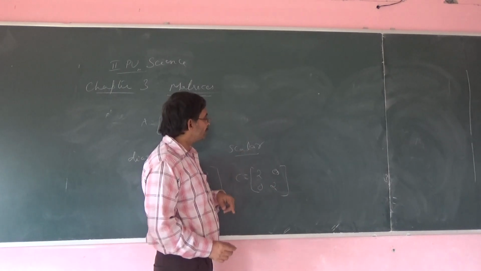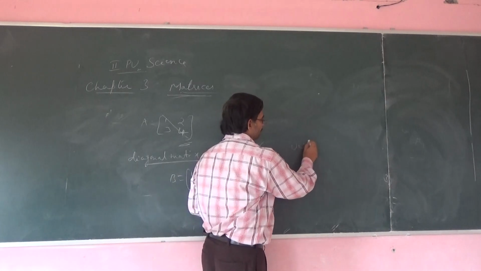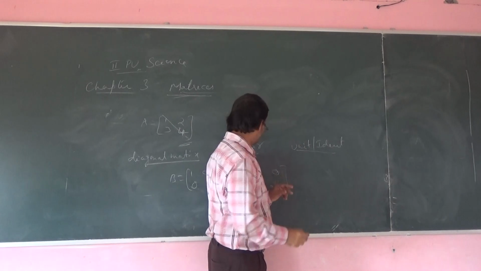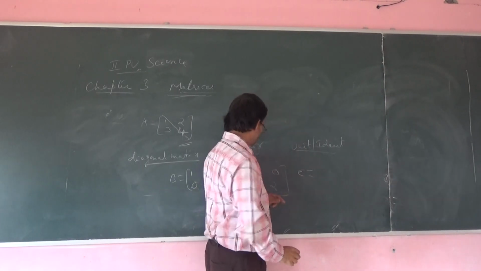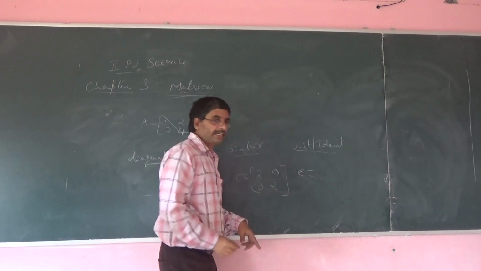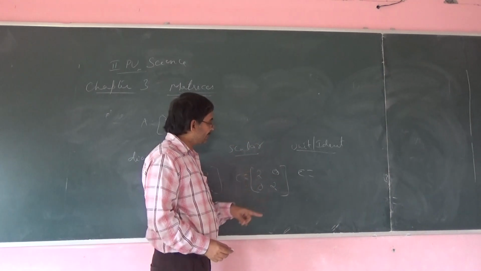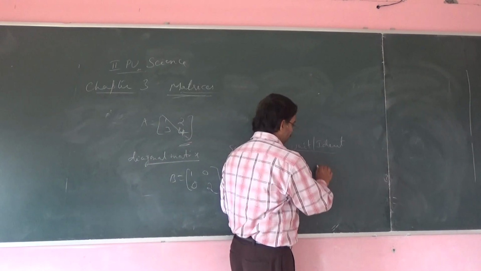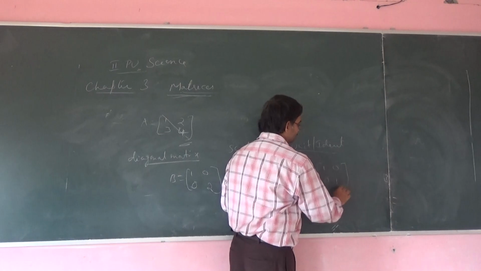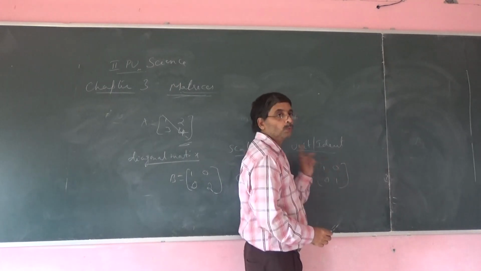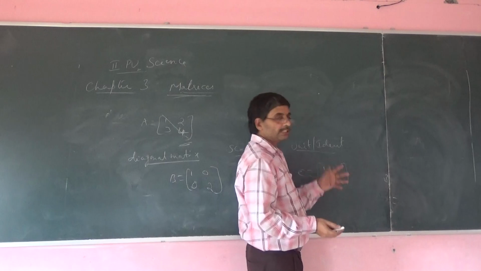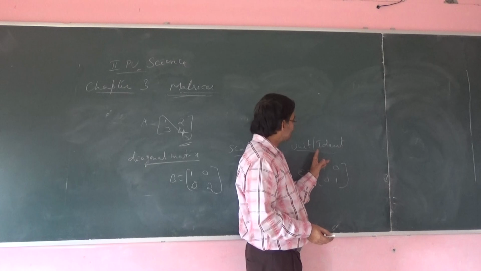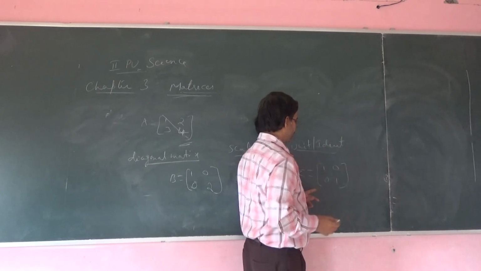Next, unit matrix or identity matrix. Unit is 1. So it is a scalar matrix, but with additional condition, the diagonal elements are 1 only. So [1 0; 0 1] is a unit matrix of order 2. You can have 3 by 3 order also, any order. So this is an example for identity matrix or unit matrix.